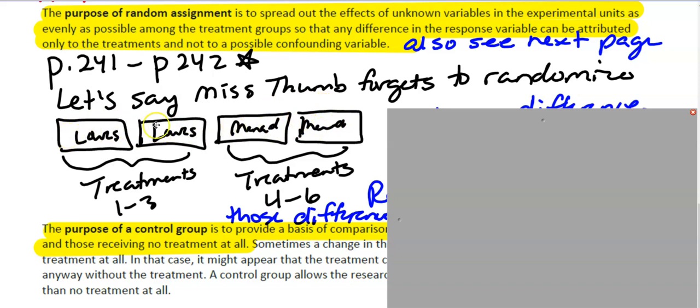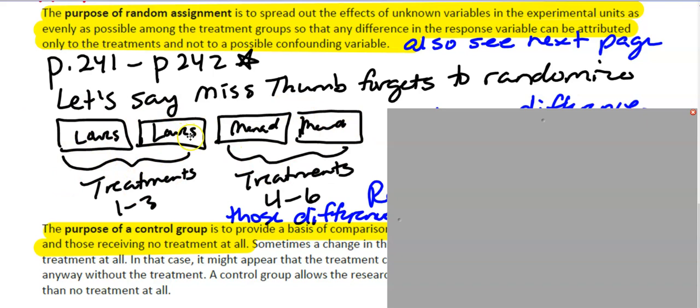And let's say she just has them laid out in a row like this, and she just starts picking plants out of her flats and planting them in each of the treatment groups. Well, she would end up with all of her Lowe's plants in treatments 1 through 3 and all of her Menards plants in treatments 4 through 6. Remember, those are the unpruned and these are the pruned.